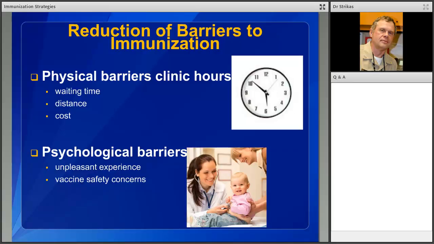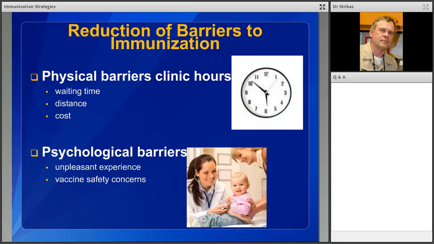Psychological barriers to healthcare are often more subtle, but may be just as important. Unpleasant experiences, such as fear of immunizations, being criticized for previously missed appointments, or difficulty leaving work for a clinic appointment, may lead clients to postpone receiving needed vaccinations. Concerns about vaccination safety are also preventing some parents and adults from having their children or themselves immunized.